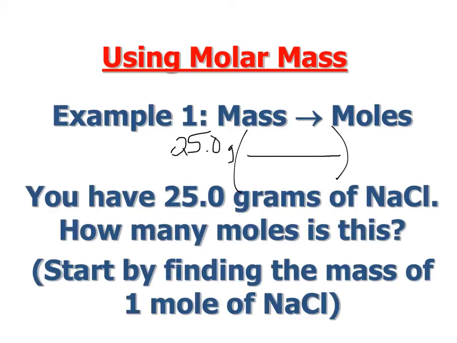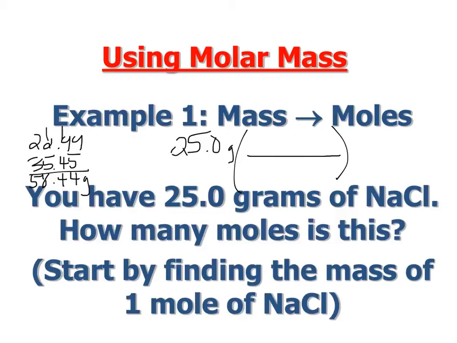Okay, so to find out the molar mass, what we need to do is combine the molar mass of sodium with the molar mass of chlorine. So sodium is 22.99, chlorine is 35.45. If you add those together, you get a 4, carry the 1, 3 and 5, 8, and 58.44 grams per 1 mole of sodium chloride.